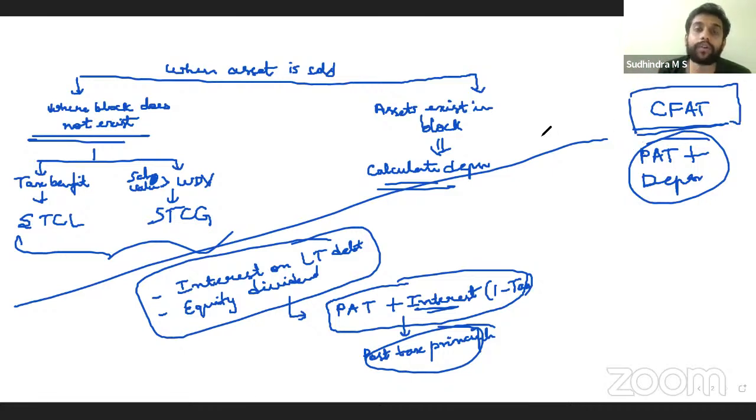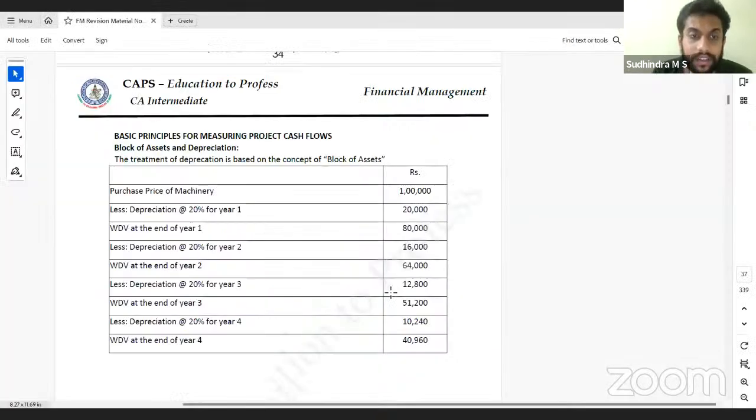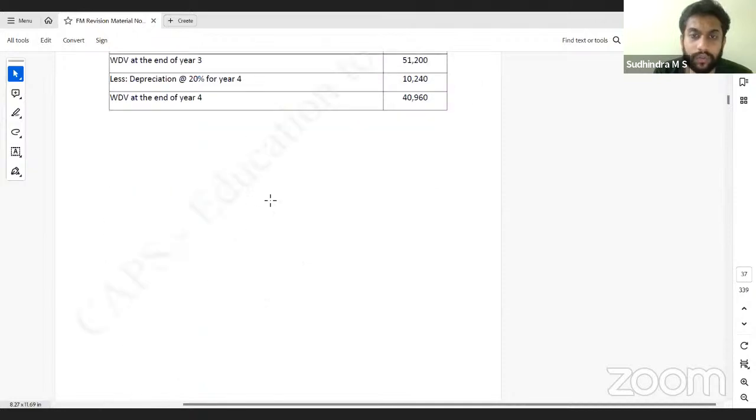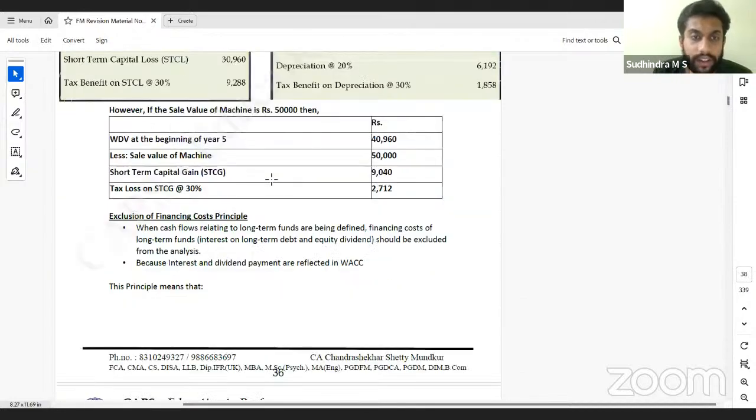Whenever net present value or profitability index, any calculation is asked, we go with cash flow after tax, not profit after tax. How do you get cash flow after tax? PAT plus depreciation. Yes. So we have various capital budgeting techniques to evaluate decision making. So this was the block of assets. We have already discussed this.